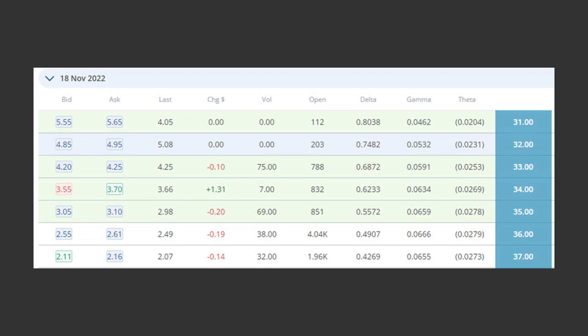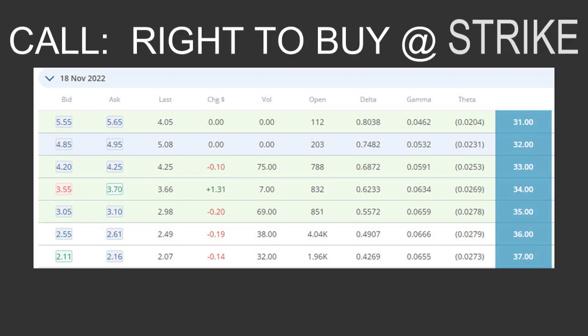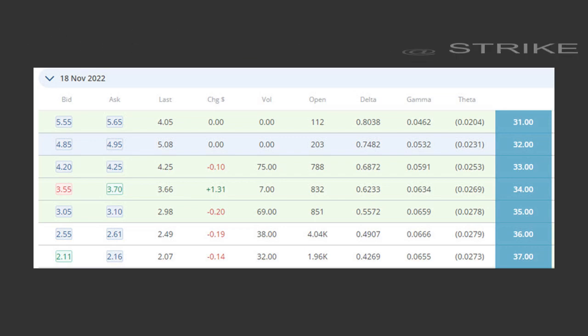The numbers highlighted with a green background are all in the money, which means the strike price is lower than the underlying. Keep in mind that the call option gives the buyer the right to buy the underlying at the strike price. In this example, let's say you're holding the $31 contract. You could buy this stock at the strike price of $31 and sell it back to the market at $35. It's a $4 per share profit.